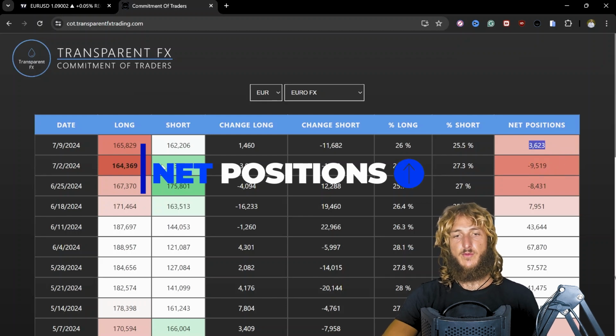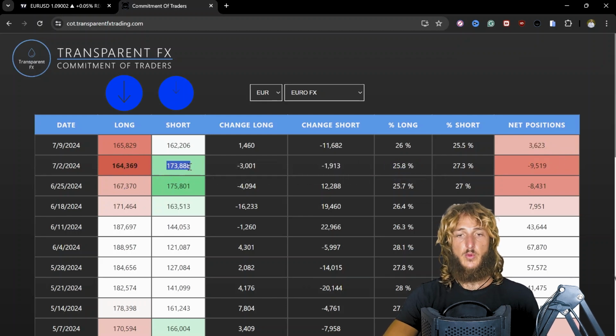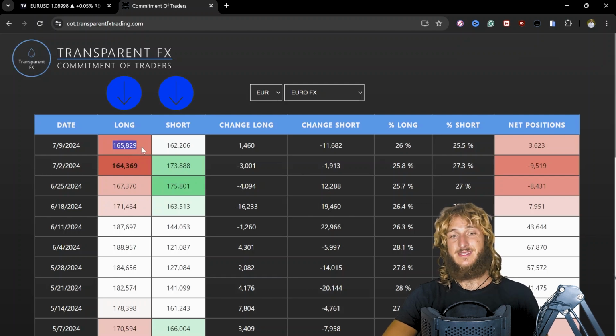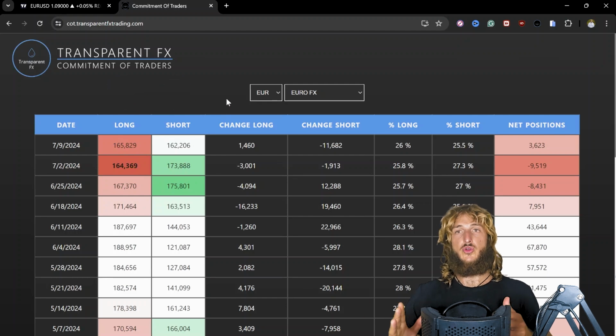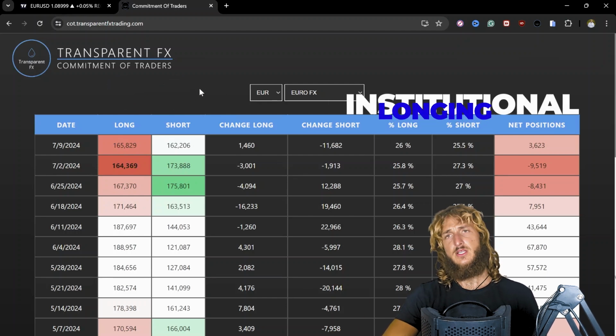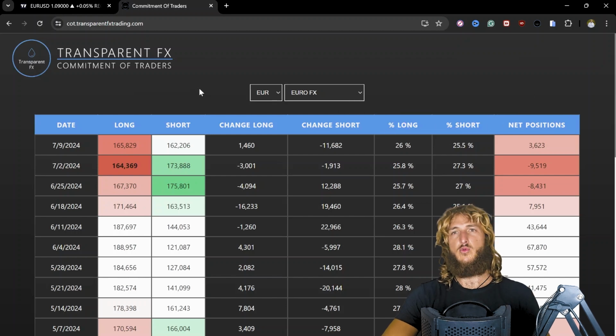So essentially, we went from having more shorts than longs with 173k shorts and only 164k longs to now having a complete opposite situation. So more longs than shorts, 165k longs compared to only 162k shorts. So EURUSD is currently getting quite strong. So let's keep that in mind and move back to the chart.